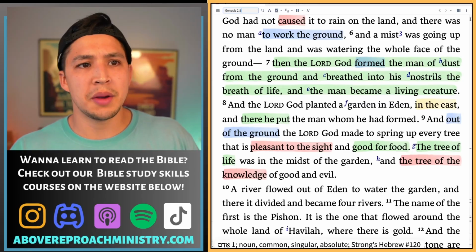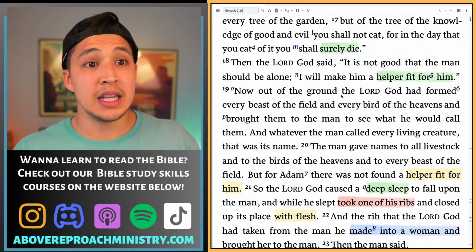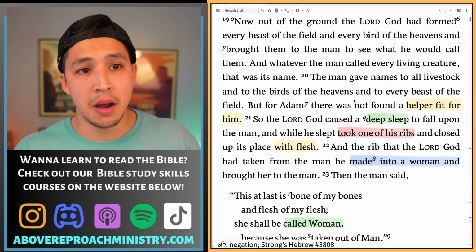Well, in Genesis chapter 2, God ends up making Eve out of the side of Adam, right?